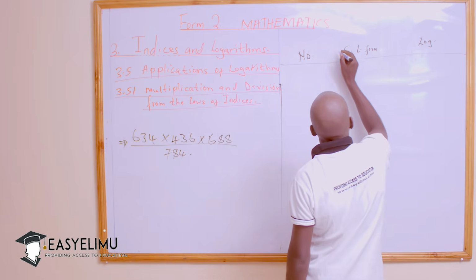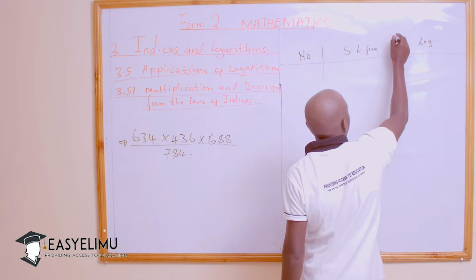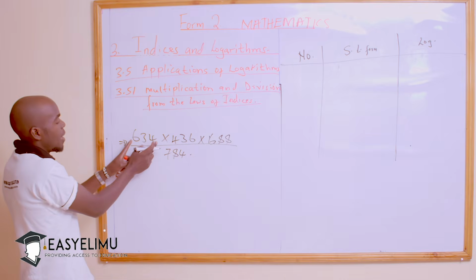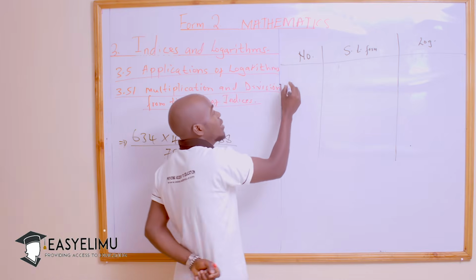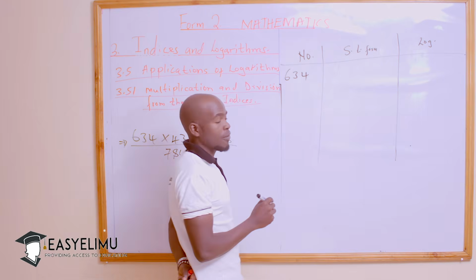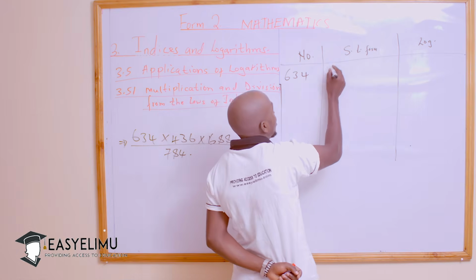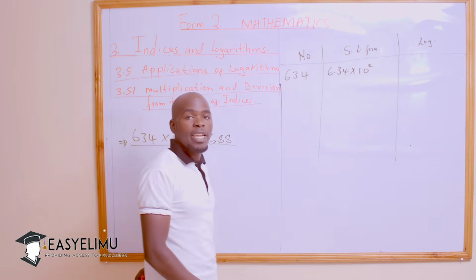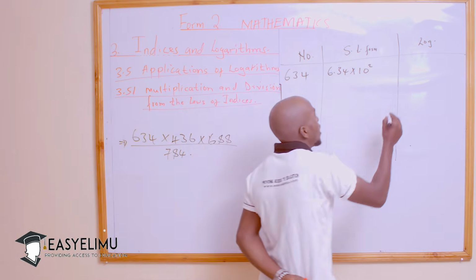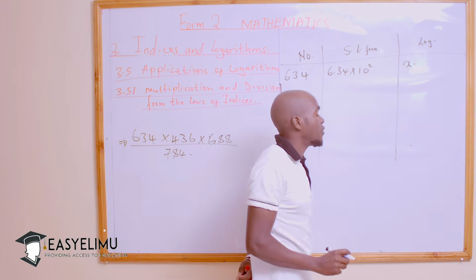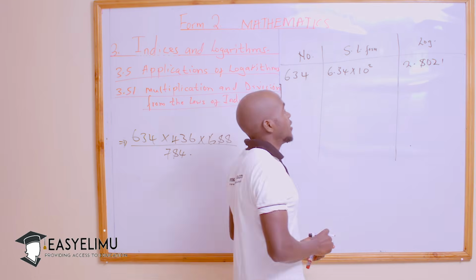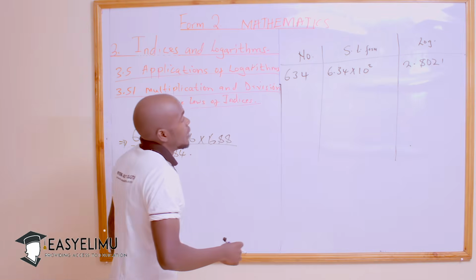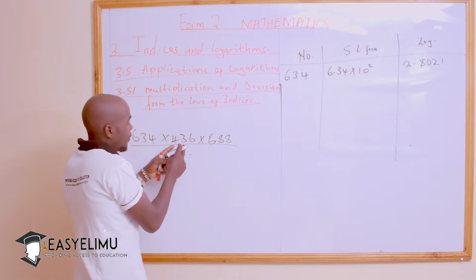So that is how we do separate the numbers in that category. Such that, for the first number here, 634, I write my 634 here. In standard form, it will be 6.34 times 10 raised to power 2. If I find the logarithm of that number, I will find 2 point, now the logarithm of 6.34, I will find is 0.8021. Then I will continue with this one, 436.